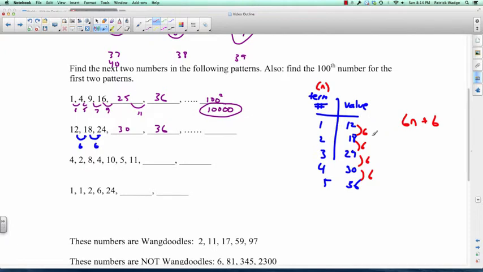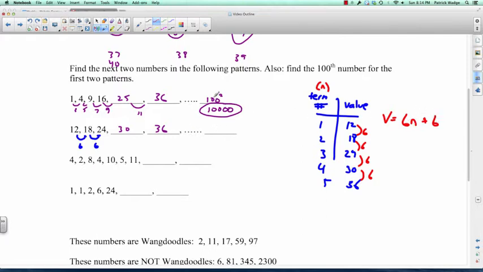I'll say it again. Once I figured out that I'm repeatedly adding 6, I know part of the equation is going to be 6n. So then I try. 6 times 1 is 6, but I have to add 6 more to get 12. 6 times 2 is 12, but I have to add 6 more to get 18. 6 times 3 is 18, I have to add 6 more. This is my formula. If I want to know a certain value, I just take whatever term number it is, multiply by 6, and add 6.